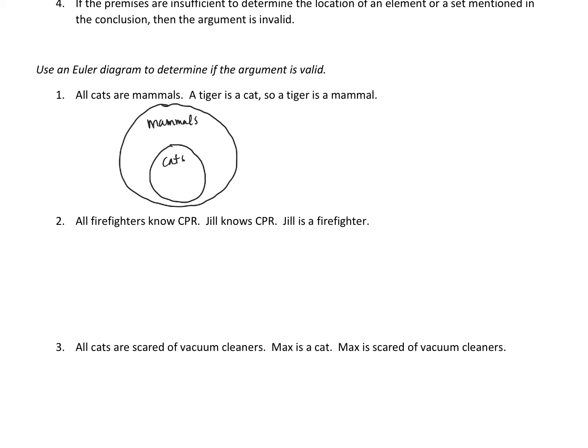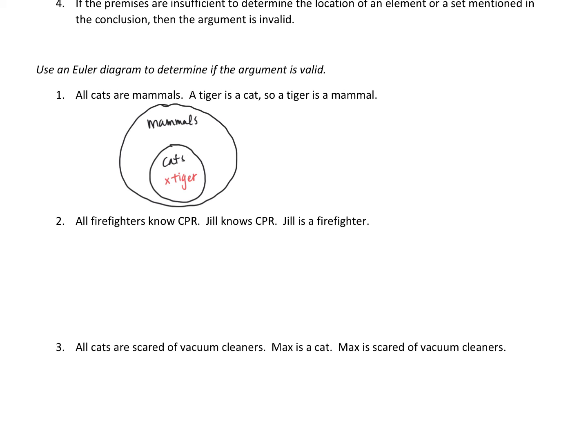Now we look at: a tiger is a cat. So a tiger must live in the circle of cats. It's one specific type of cat, right? Then the conclusion is: a tiger is a mammal. This is the only way to draw this diagram. You couldn't put tigers out here because then it would be in mammal, but it wouldn't be in the cat circle. So that wouldn't be okay to do. You also couldn't put it outside of the circles. It has to be inside the cat circle, which is completely inside the mammal circle.